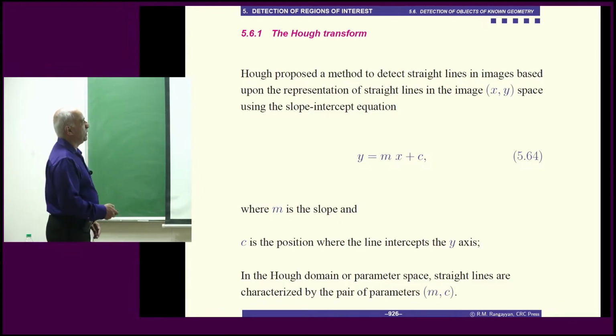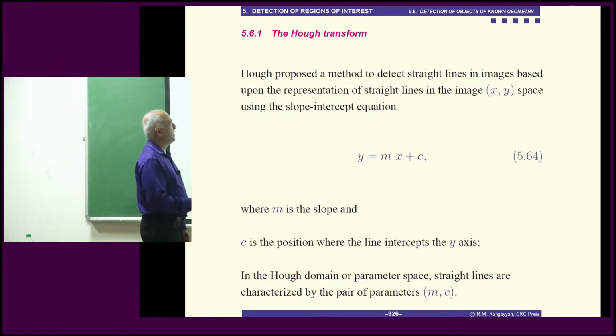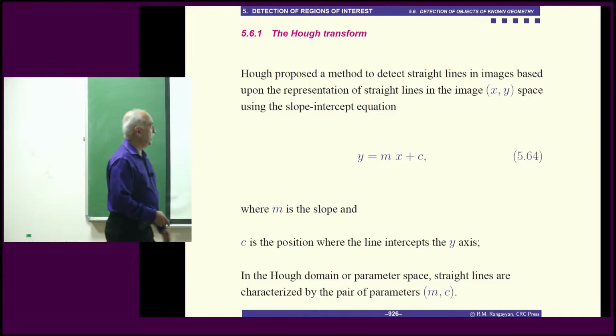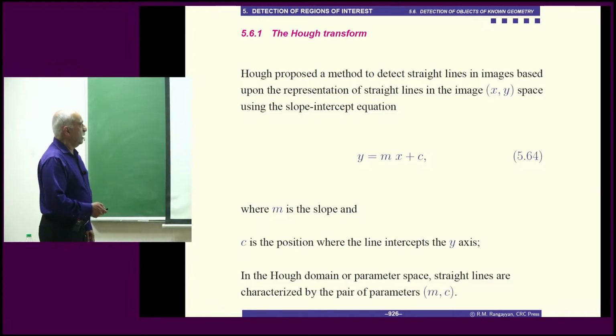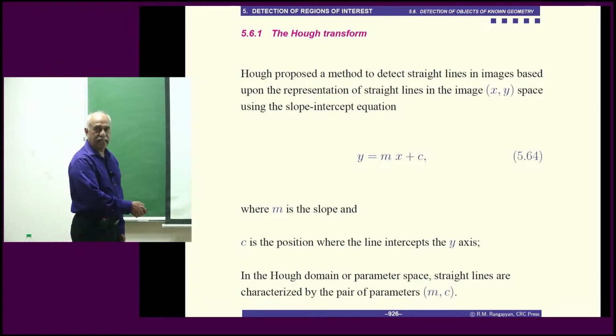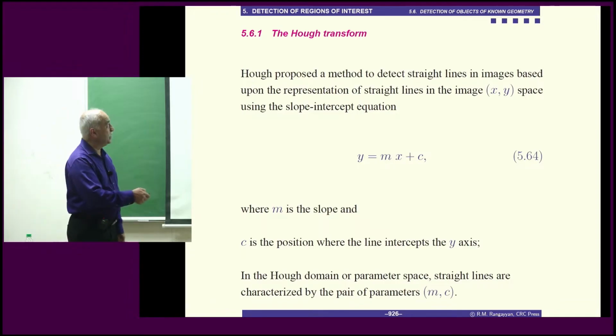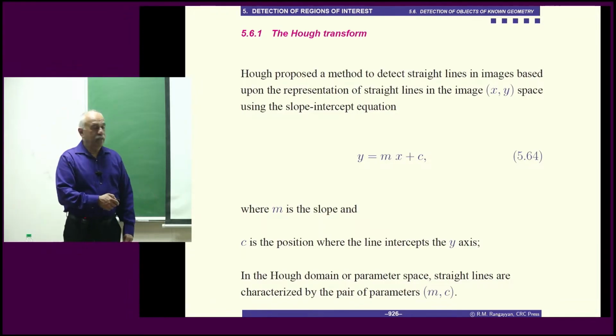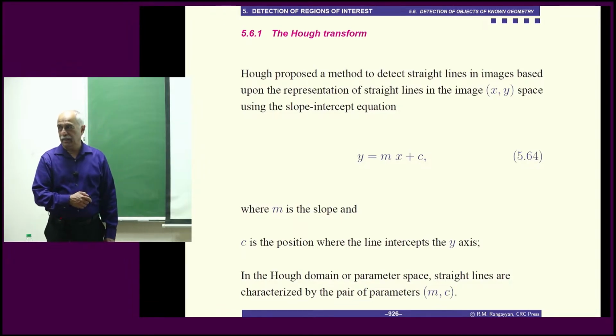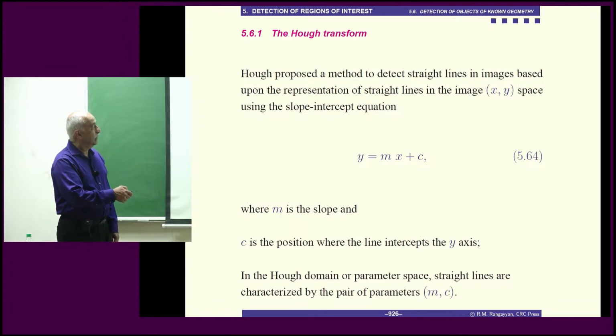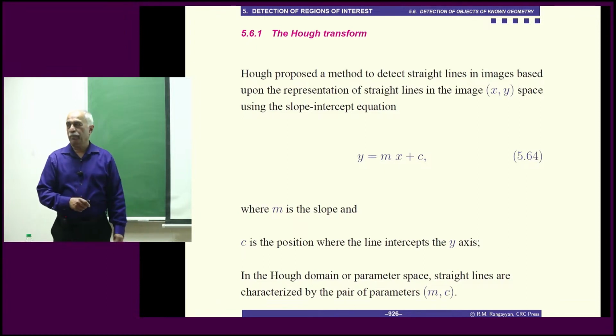So y equal to mx plus c. This is the equation for a straight line. x and y are the space coordinates, m is the slope, c is the intercept of the line. In the Huff domain, or what is called the parameter space, straight lines are characterized by m, c, slope and intercept. In the xy space, that is the equation. Given one value for m and one value of c, there is only one line there. Given a line, it is determined by m, c. Okay?